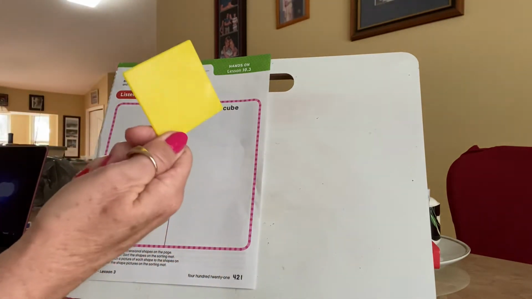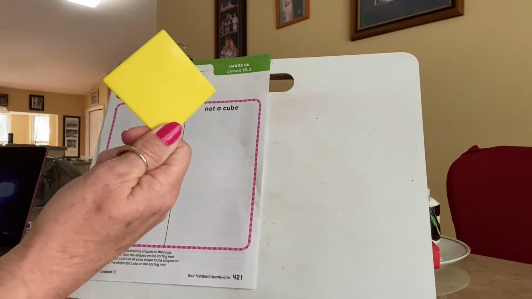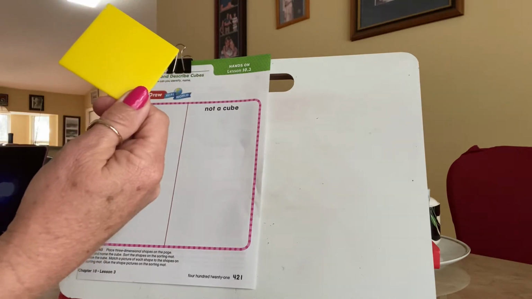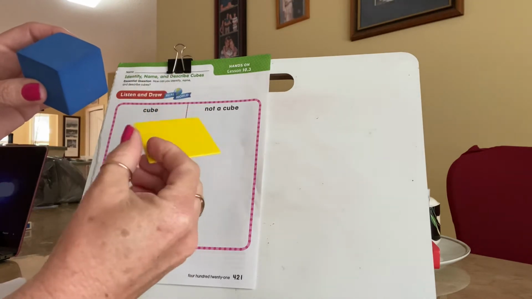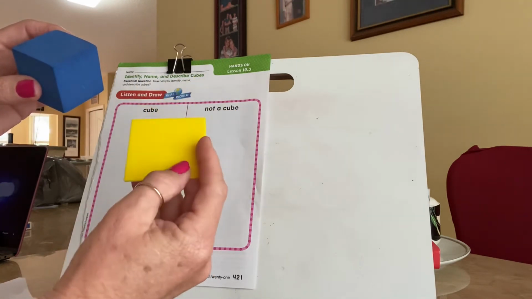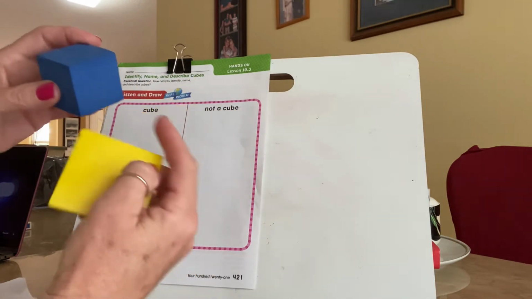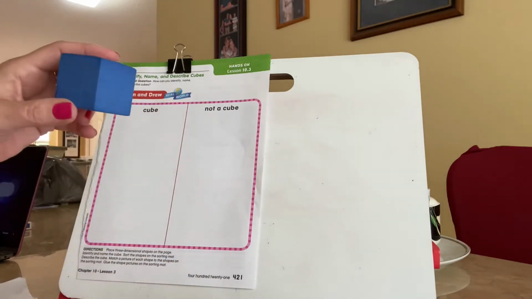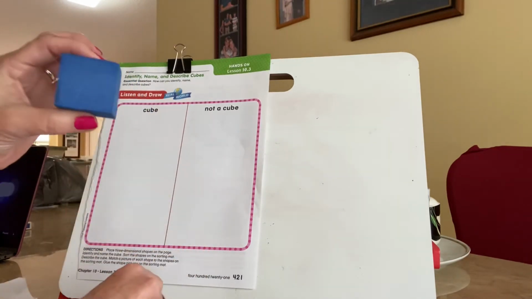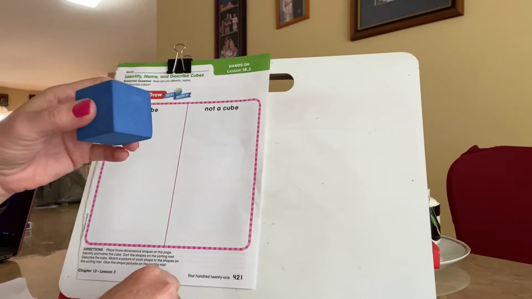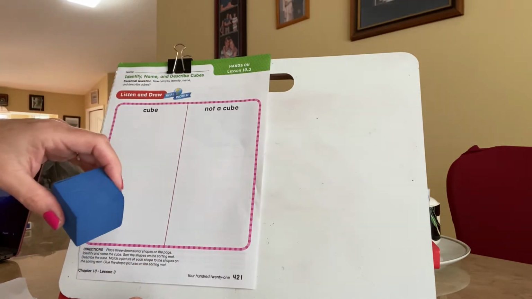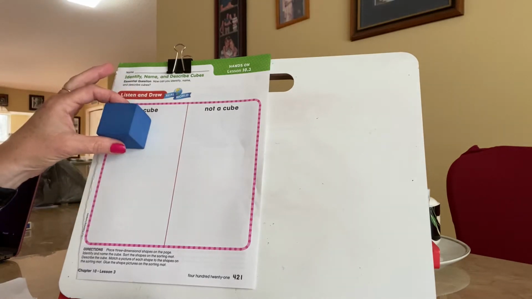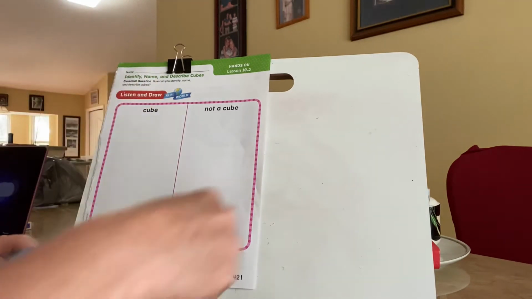I compare it to a 2-dimensional square. It has only a front surface and a back surface. It doesn't have the 3-dimensional qualities that we're looking for as a solid object that we are calling it. So it's asking us to sort cubes and non-cubes.